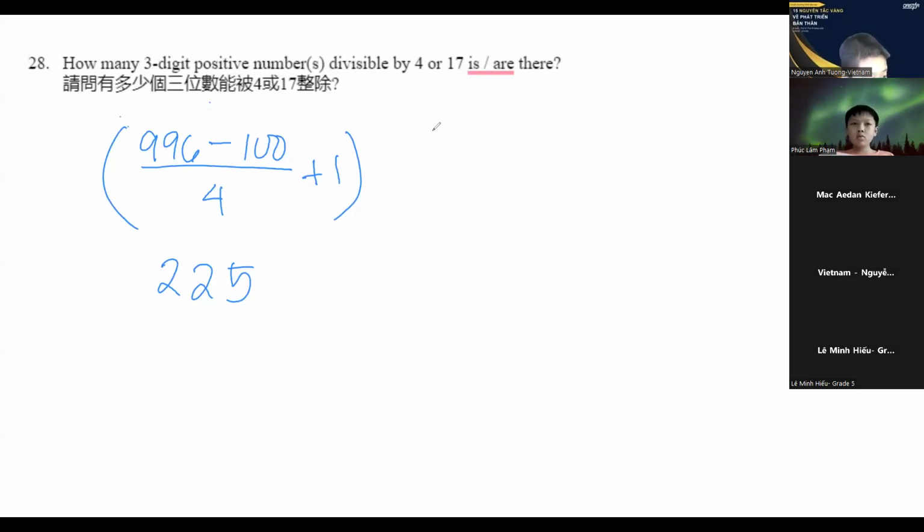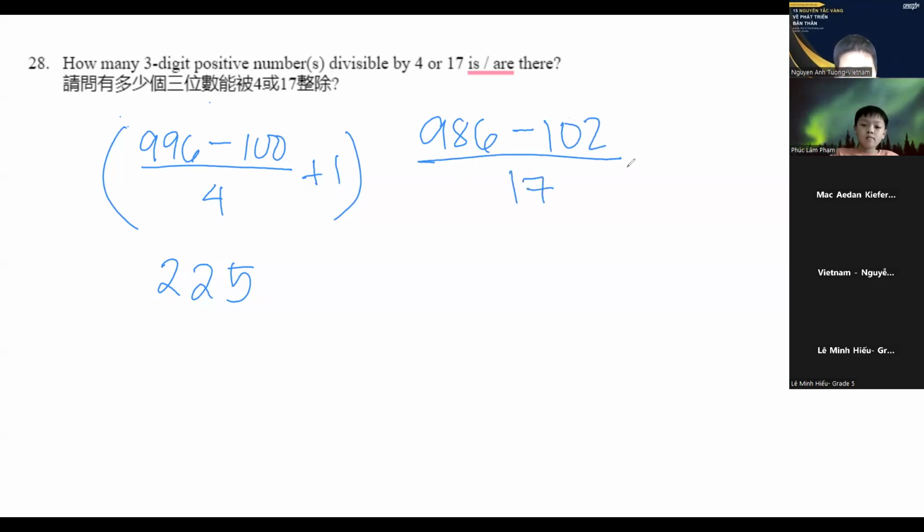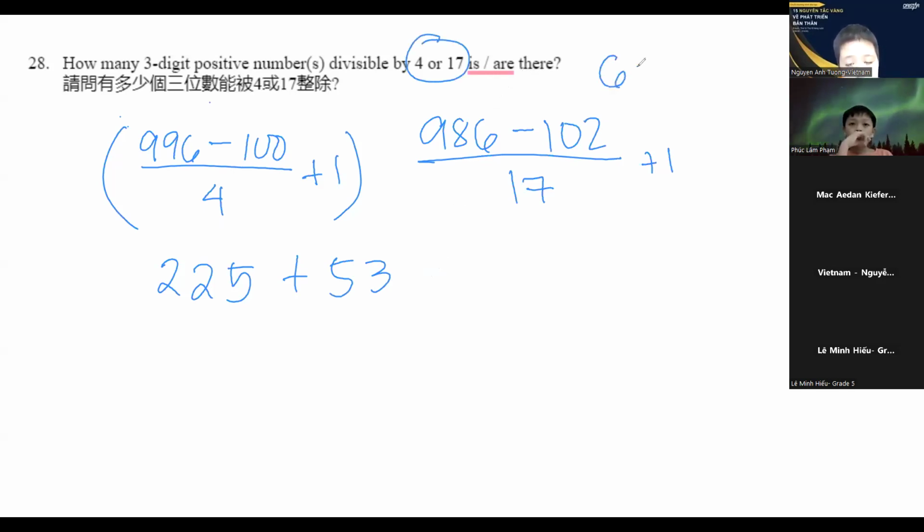So now we get how many numbers are divisible by 17, which is just 986. Very good. 986 is the largest 3-digit number divisible by 17, minus 102 over 17 plus 1. So 986 minus 102, that's 884, divided by 17, that's 52, plus 1, 53. Okay, thank you. And now for both 4 and 17, their LCM is 68.